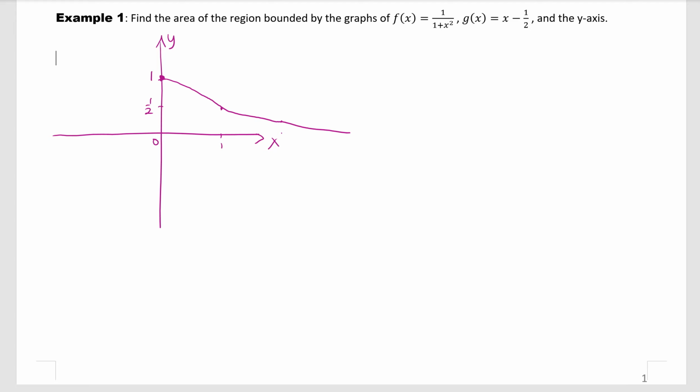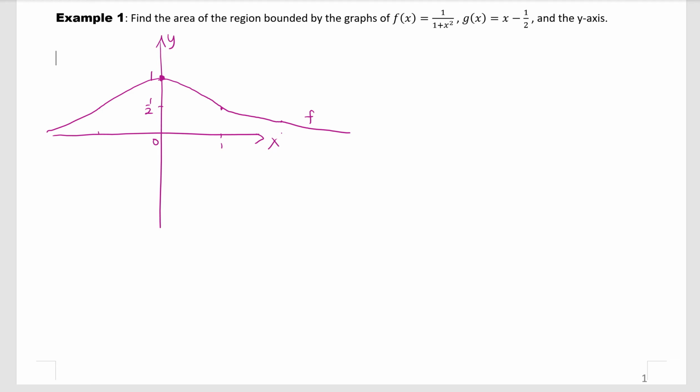You can see when x is getting bigger, our denominator is getting bigger, so the number is getting smaller, it goes to 0. Also, do you realize the x squared makes the function an even function? So when you plug in minus 1, squared is 1, so we still get 1 over 2. That's why this is an even function. We also pass through this point. So this is f.